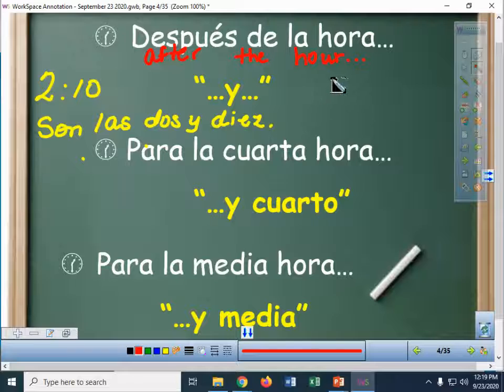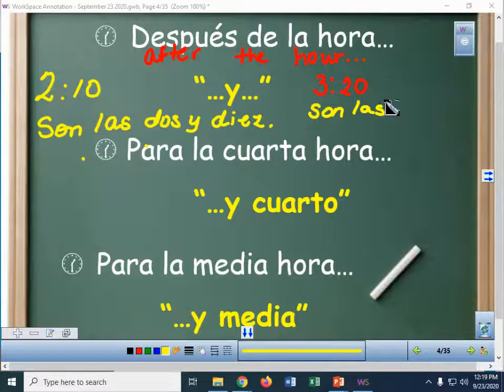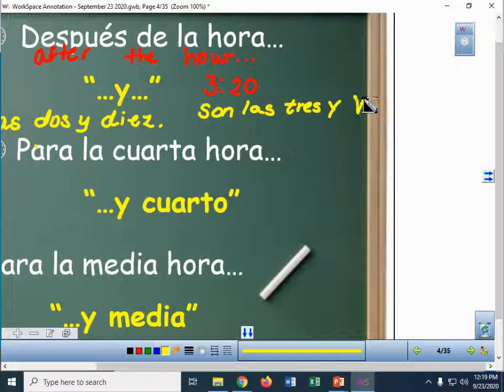Let's write another time. Let's write 3:20. So I will pick son las because we're talking about 3. So I'm going to write son las. 3 in Spanish is tres. Son las tres. And that's 20 in Spanish, veinte. Son las tres y veinte. Okay, so that's what I mean by using y after the hour.